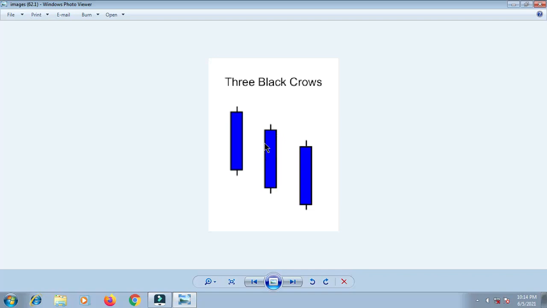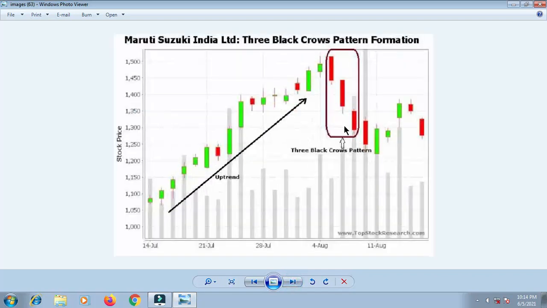It opened below the open of the previous day and somewhere in the middle of the first day candle, and it closed below the first day candle. And again the third candle opened below the second day candle open, somewhere within the middle of this second day candle range, and it closed below the close of the second day, like that. And then it is a 3 black crows. So we have to take our trade at the bottom of this breakdown candle, and we have to take 2 times as a target.